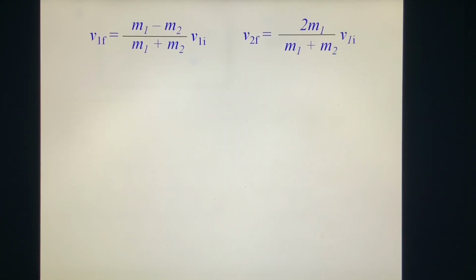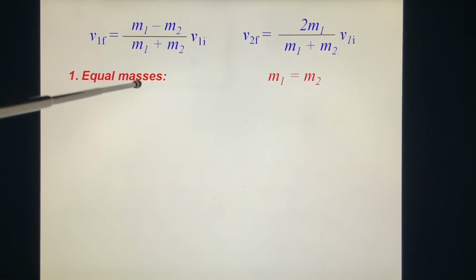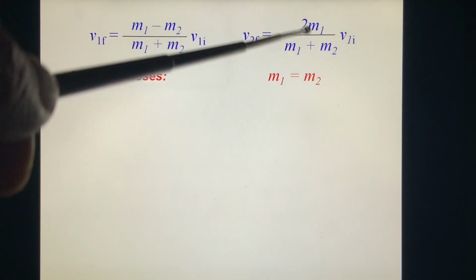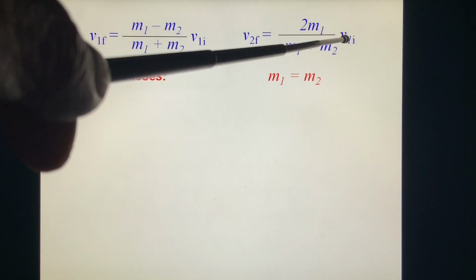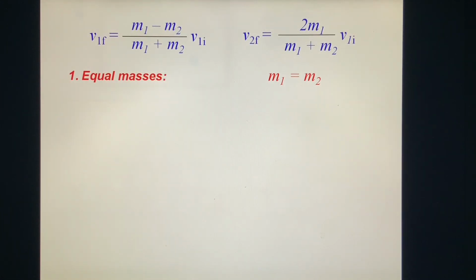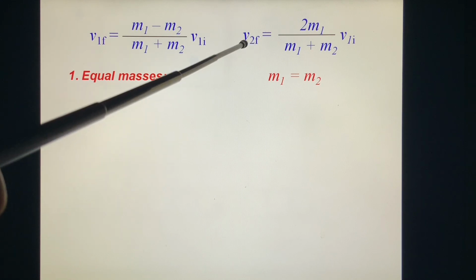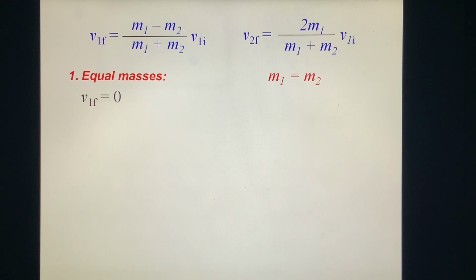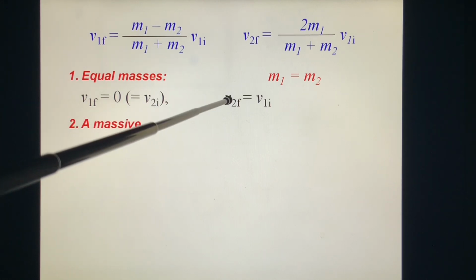Now let's see this one. Equal mass, m1. After collision, this is 0. This is 2m1, 2m1. So v2 final equals v1i. What does this mean? We call it, if the mass is equal, they exchange speed. v1 final is 0, and v2 final equals v1i. It's the exchange, right? So this is 0, this is 2.